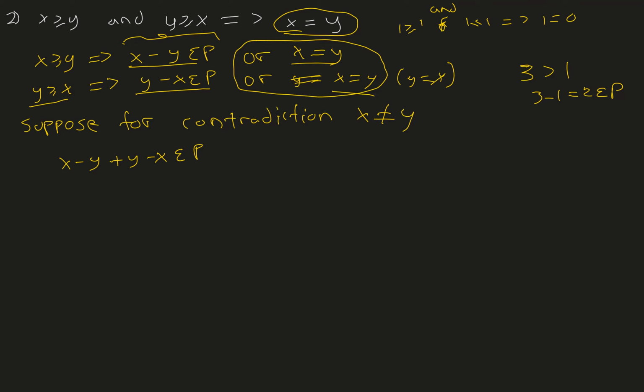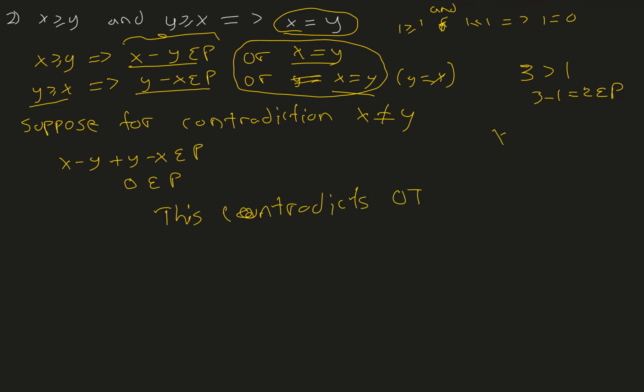So x minus y being in P and y minus x being in P means that x minus y plus y minus x should also be in P. But they all cancel out to give 0, and this is a contradiction. This contradicts OT because 0 can't be in P.